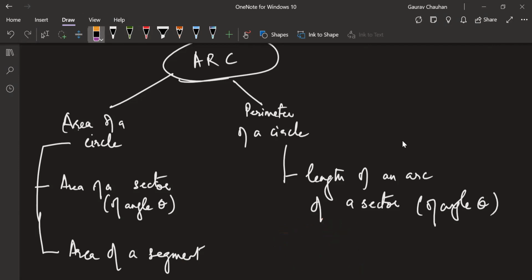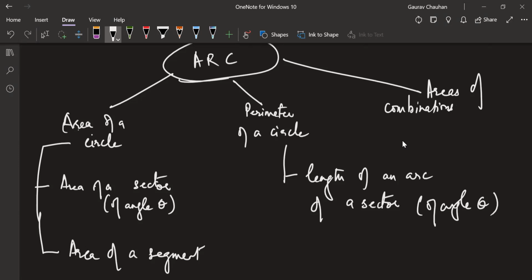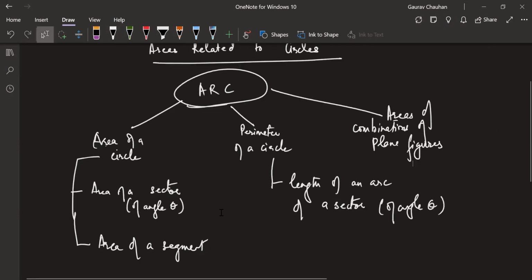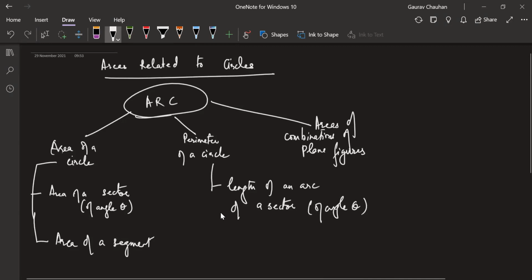All right, and that's broadly what the chapter is. And there's one more exercise which combines all of this knowledge, and that will be areas of combinations of plane figures. Okay, areas of combinations of plane figures. We're going to join one circle with one square, or in between a square we will have one circle circumscribed, in between a triangle we'll have a circle. All of that type of things will come in areas of combinations of plane figures. Okay, take this thing down.